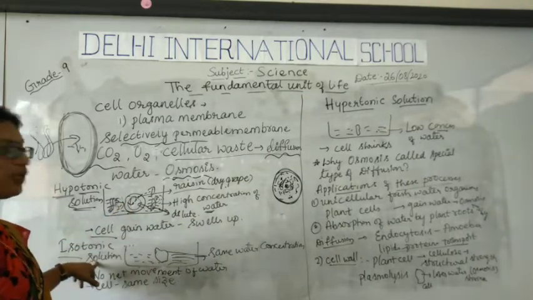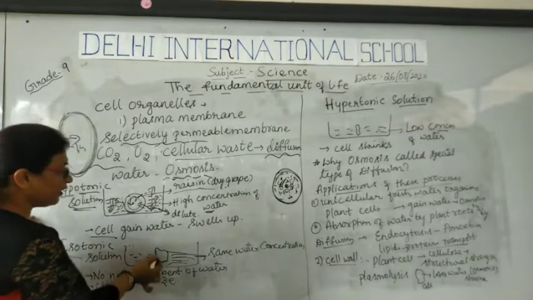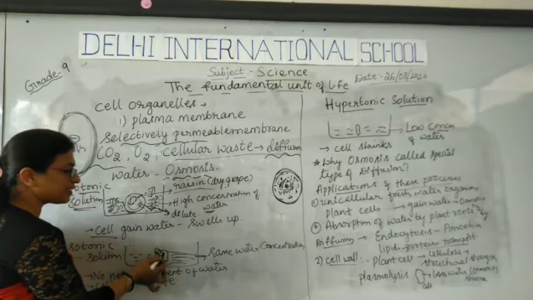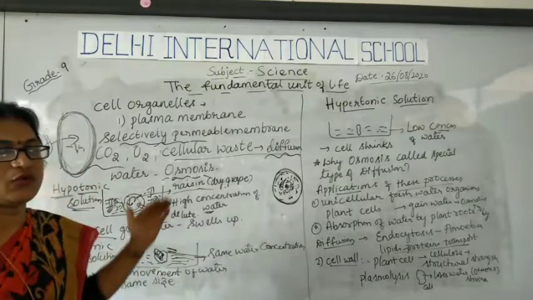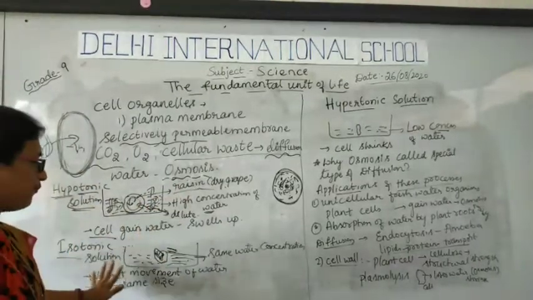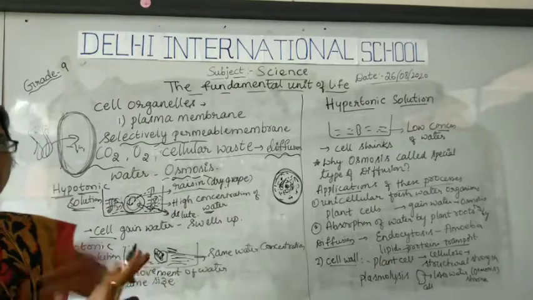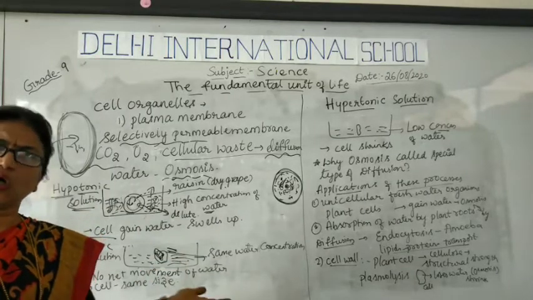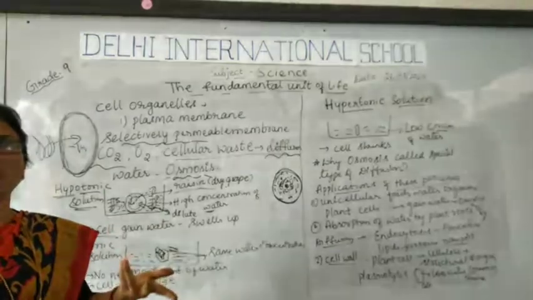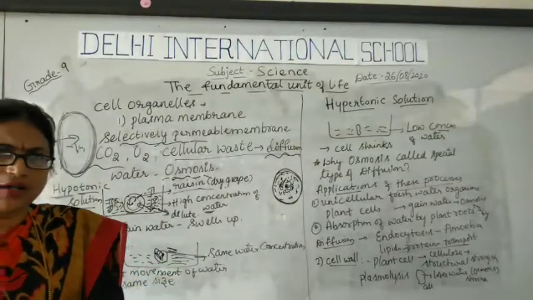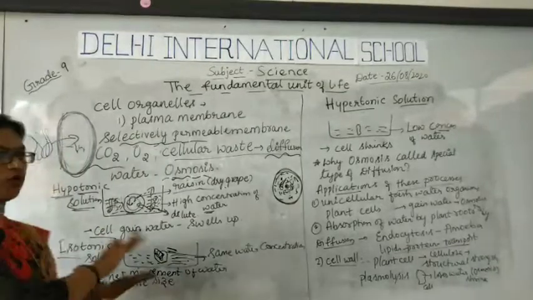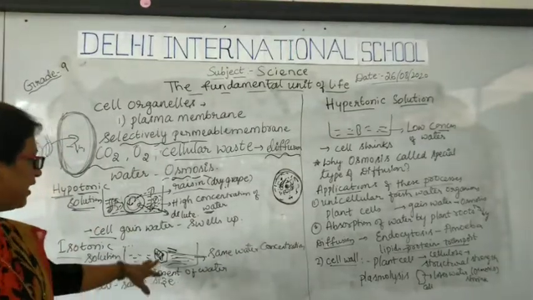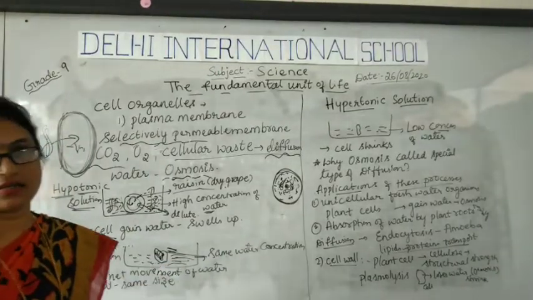Next is isotonic solution. Here, whatever the concentration of water inside the cell is the same as that outside of the cell. That is, water concentration outside and inside are the same. So there is no net movement of water because both sides are the same. There is no question of movement of water from high concentration to lower, isn't it? So that's why the net movement of water is zero and the cell doesn't change in size.